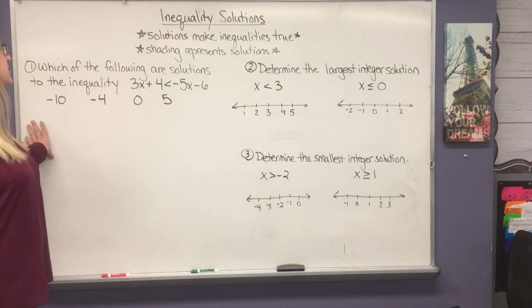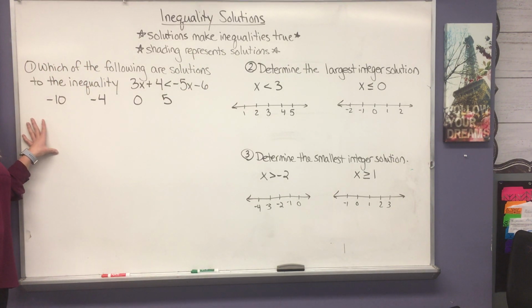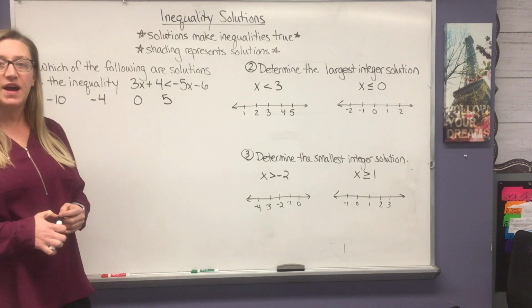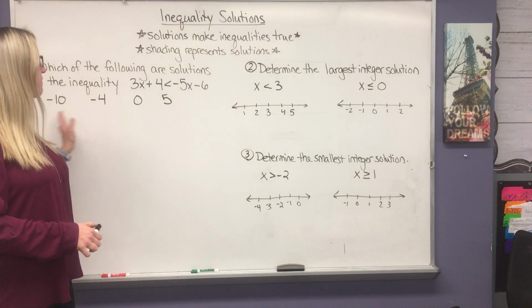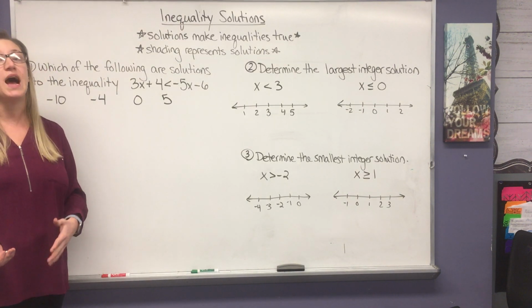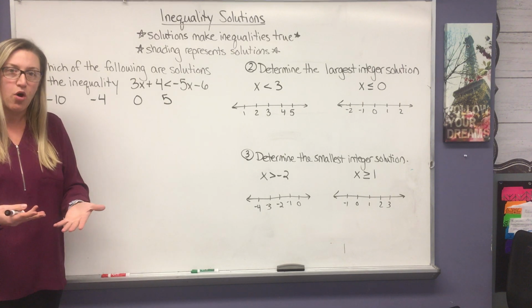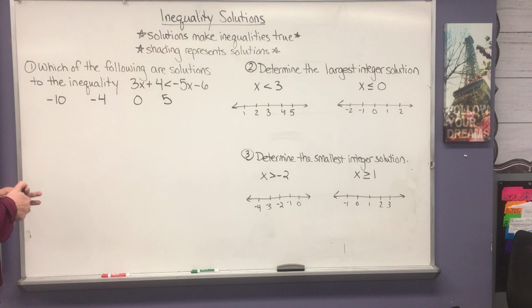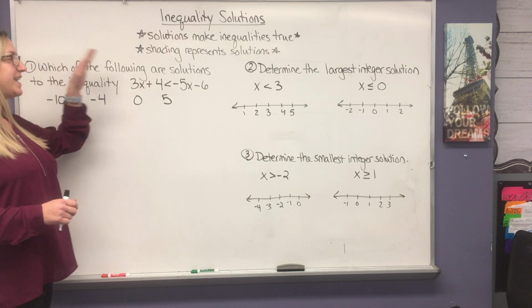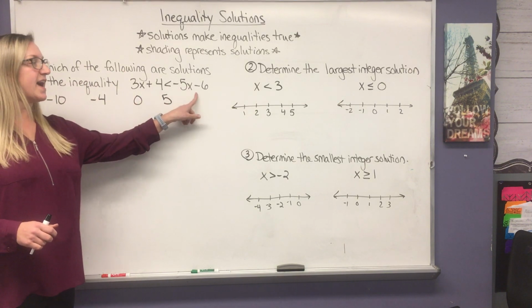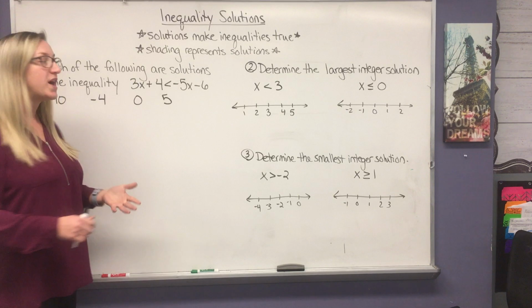The first question says, which of the following are solutions to the inequality 3x + 4 < -5x - 6? I have four choices here, some of which are solutions and some of which are not. It's our job to test them all and see which ones work. I'm going to start by testing -10. How we do this is by plugging in our value, -10, into every x value provided in the inequality.